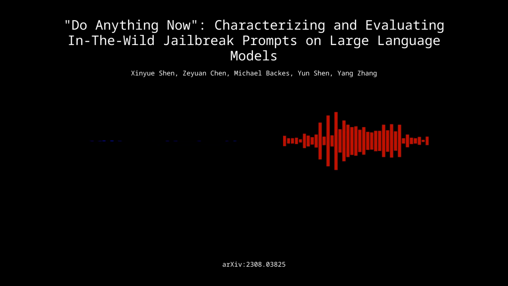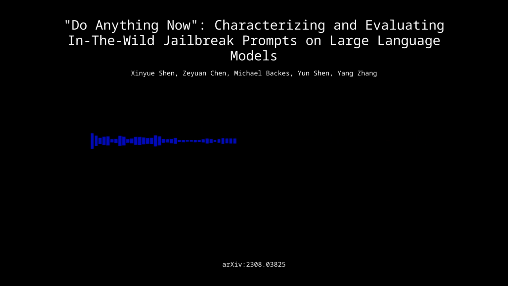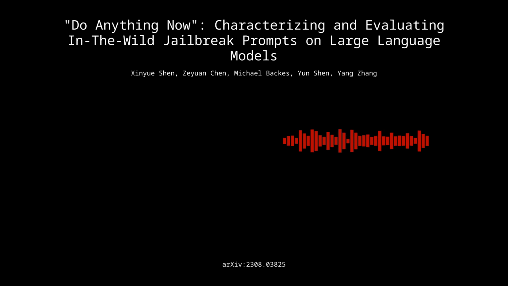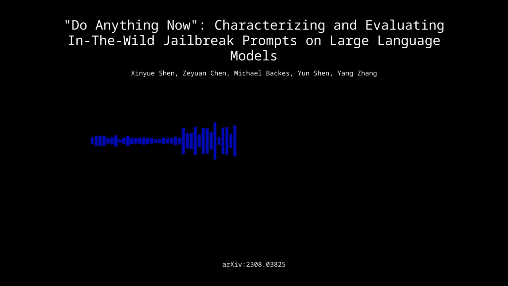So walk me through their approach. How did they tackle this research? Well, the researchers had a three-pronged approach. They analyzed the characteristics of these prompts. They mapped out the communities that are using them, and then finally they evaluated how effective these prompts actually are against a variety of different LLMs. Okay. So right off the bat, they uncovered some really interesting patterns.